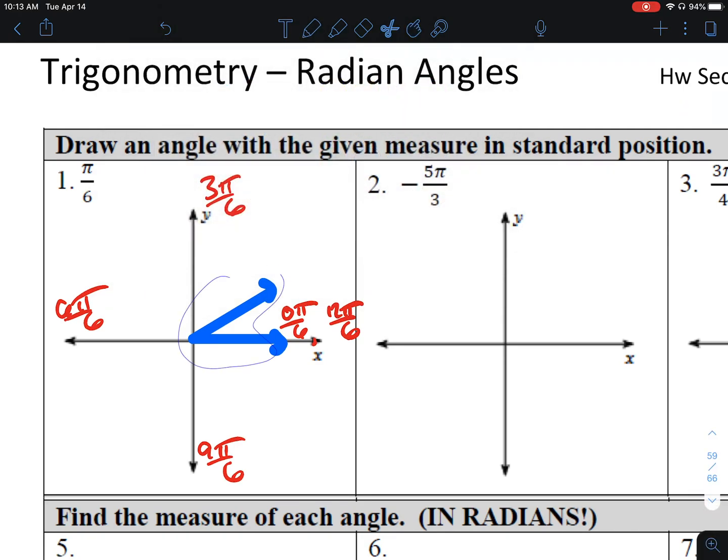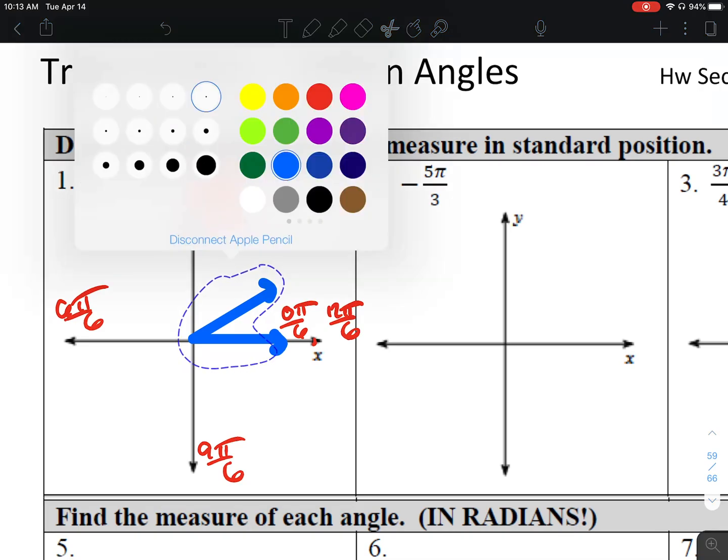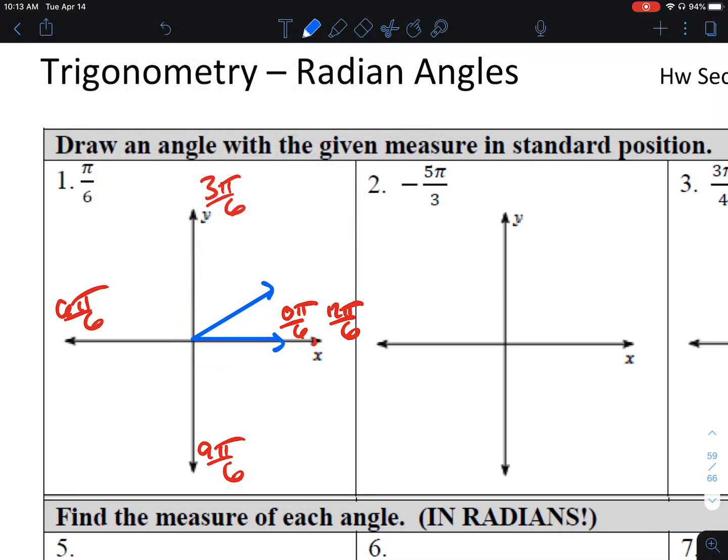Perhaps I made that too thick. And that makes this angle here pi over 6. Specifically, pi over 6 is the same as 30 degrees. Pi is 180. 180 divided by 6 is 30. That's the same as 30 degrees.